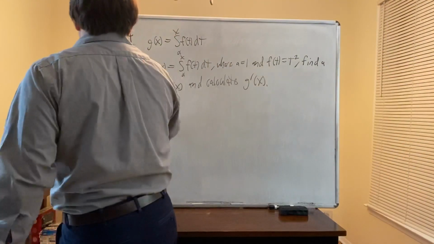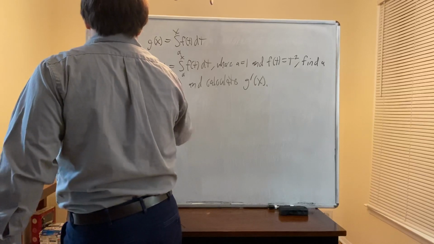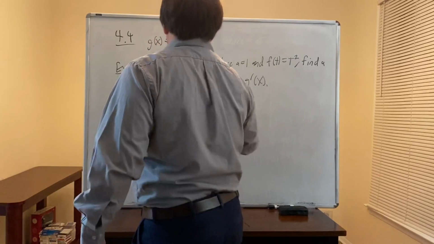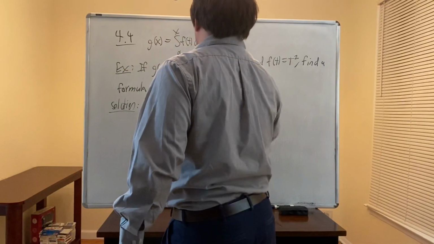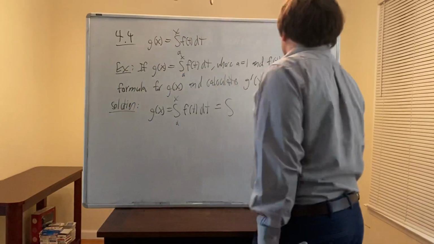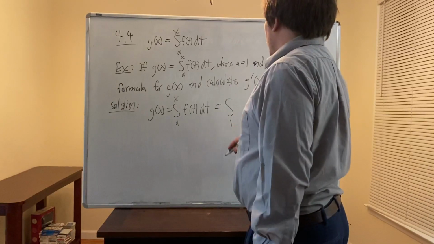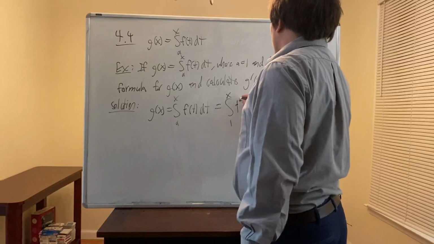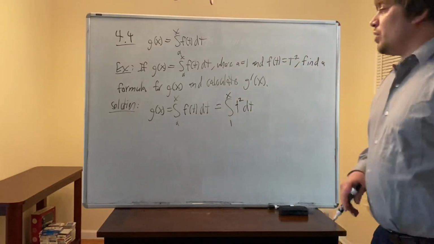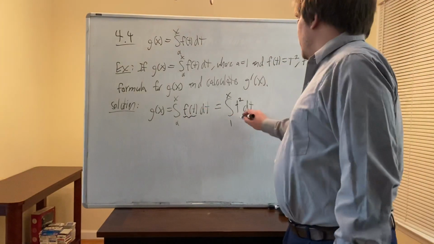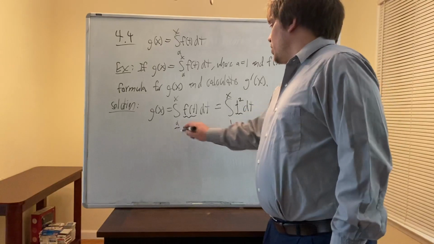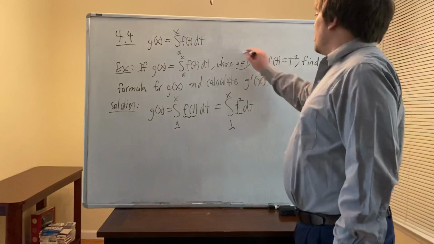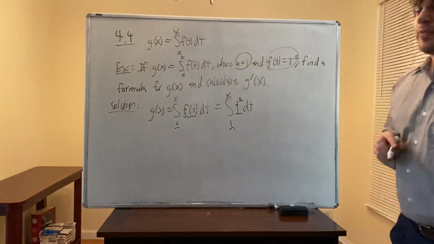Okay, so solution. G of x is equal to the definite integral from a to x of f of t dt is given. Well, that's equal to the definite integral where a is 1, so lower limit is 1, upper limit is still x. F of t, which is t squared dt. So I just substituted for f of t, t squared, and substituted a for 1. Right, a equals 1, f of t equals t squared.